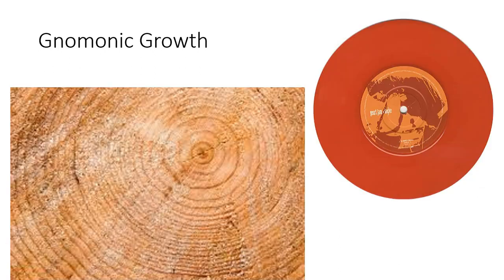Now the other one, gnomonic growth. Gnomonic growth is basically if you have a tree stump, or, for those of you that have ever seen a vinyl record, you can see the outer edge of it, then the paper, and then the inner circle. As you see there, we've got a couple of circles that never touch. We can draw them, and they never intersect with each other or connect in any way. This is a gnomonic growth.